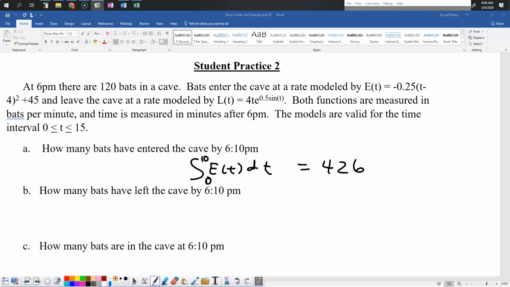Okay, so we have 120 bats at 6 p.m. in a cave. They're entering at the rate of E. They're leaving at a rate of L. Both functions are measured in bats per minute, and time is measured in minutes after 6 p.m. All right. And so don't forget your units here. We do want to include our units of bats there. Do we agree with 426? I didn't work it out. So did you all get 426?